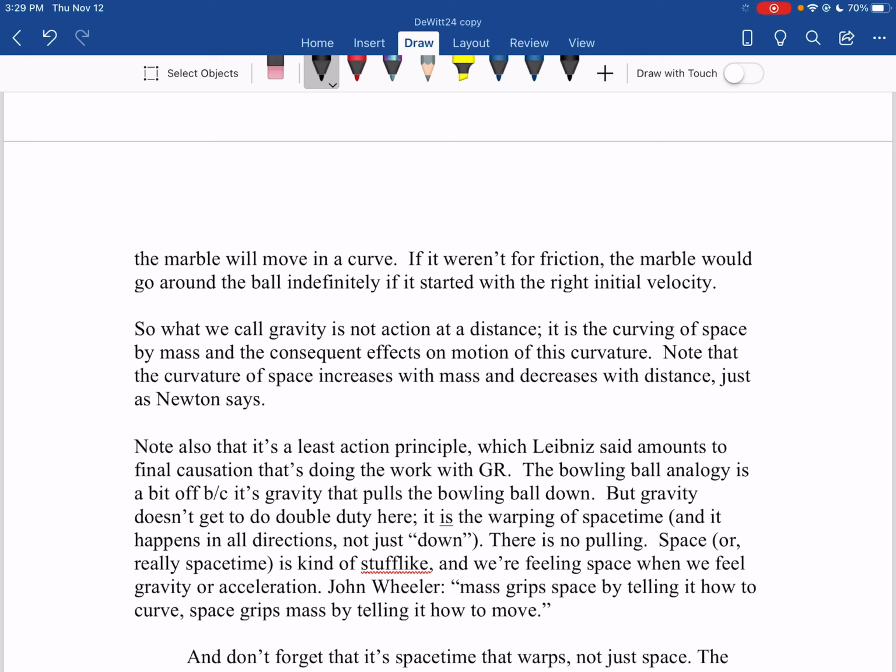So, what we call gravity is not the mysterious action at a distance, immediately effective across vast swaths of space pulling force. It's not a pulling force at all, really. It is the curving of space by mass. And that curving of space by mass affects motion because of this curvature. So, the curvature of space increases with mass and decreases with distance in just the way that Newton describes.